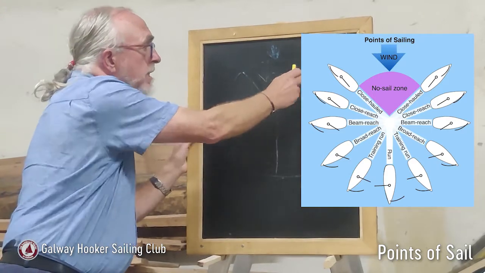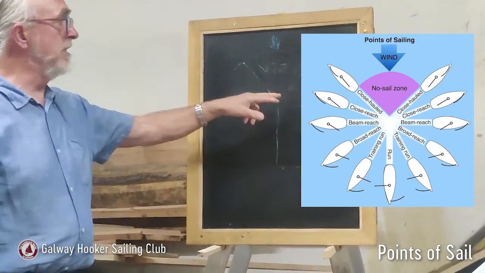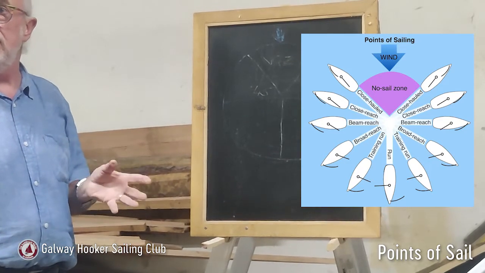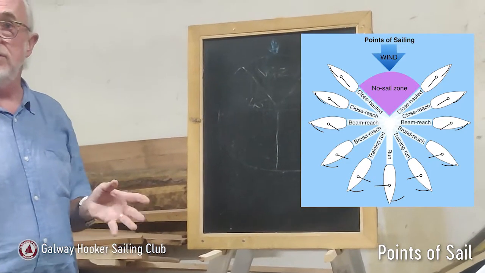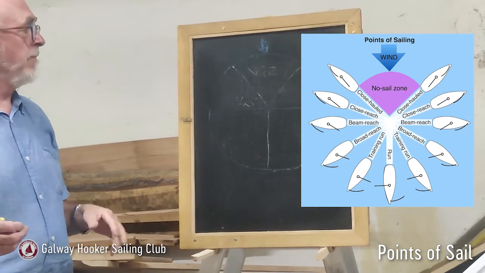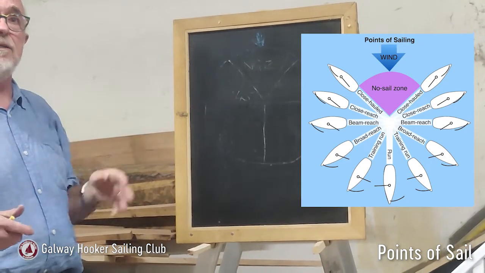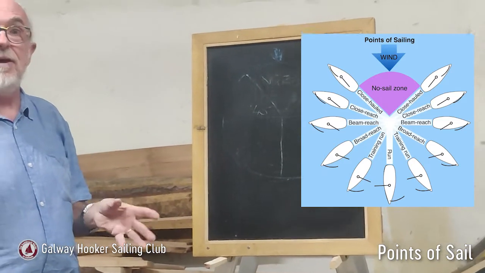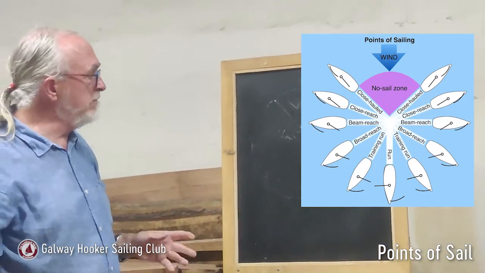And the angle off the wind that relates to it is typically 45 degrees. On a really modern racing boat, that could be down to 30. On the hooker, it might be closer to 50 or even 55. And basically, it's hard to sail upwind, and I'll actually spend most of the talk on that, because it's kind of magic that you can sail upwind at all.